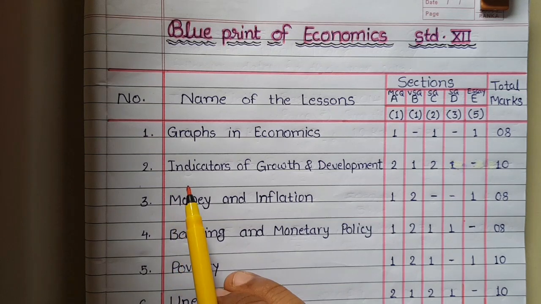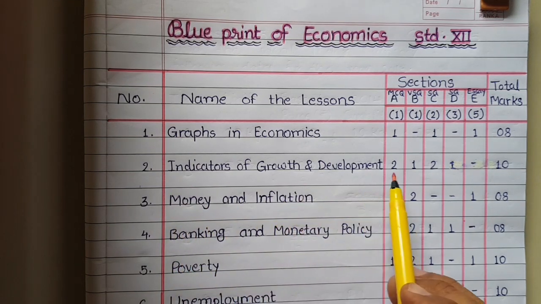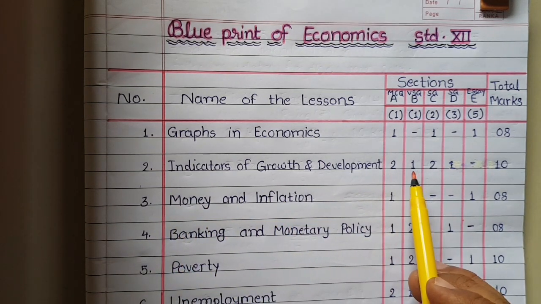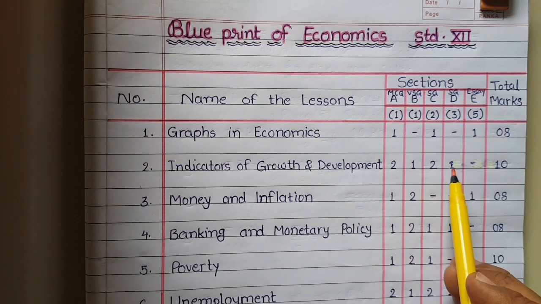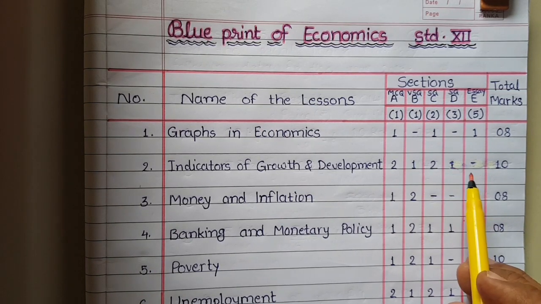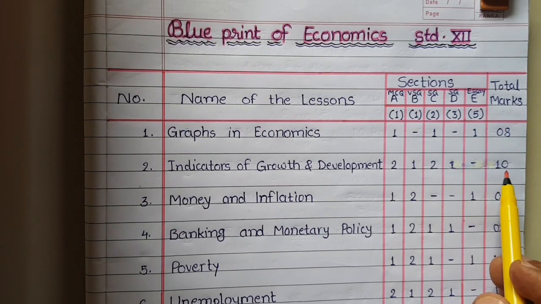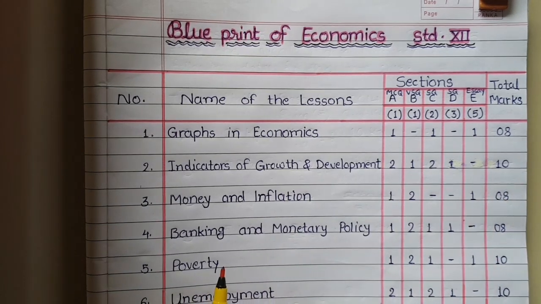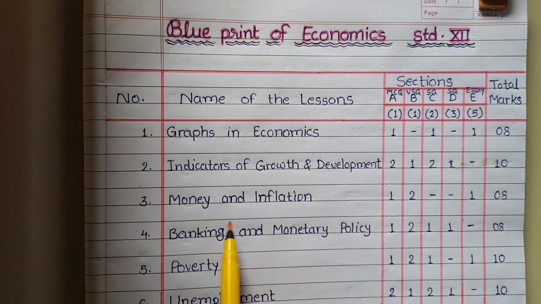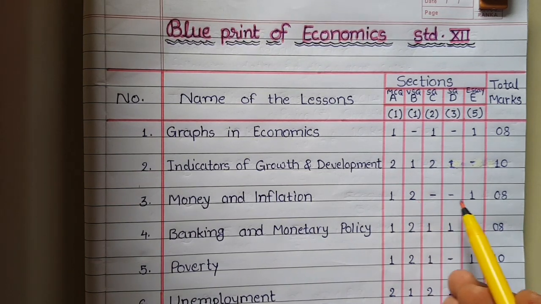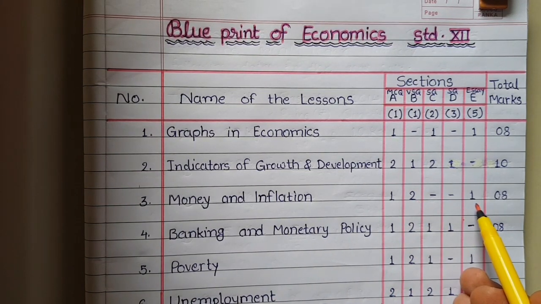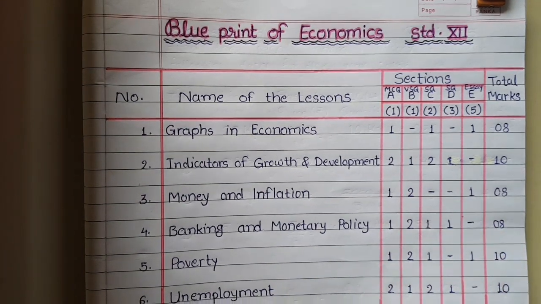In the second lesson, indicators of growth and development, 2 MCQs, 1 very short question, 2 short questions each for 2 marks, and 1 short question for 3 marks will be asked. So the total weightage of this lesson is 10 marks. Lesson number 3, money and inflation. In this lesson, 1 MCQ, 2 very short questions, and 1 essay type question is asked. So total weightage of this lesson is 8 marks.